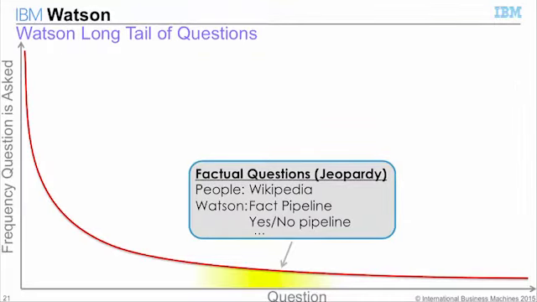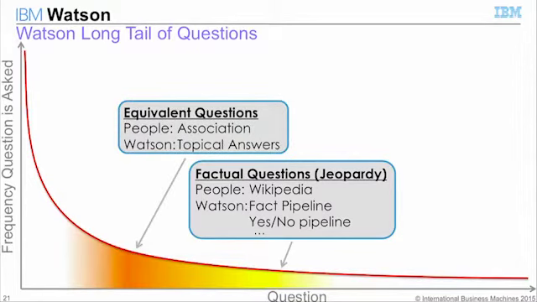So how does all this work? Okay, we talk about a long tail of questions. We began with this thing we call the factoid pipeline, which really answers questions with 1, 2, or 3 word type answers. Who, when, where, not why, not how. And over time, we've been adding new pipelines so Watson understands other kinds of questions. Things about equivalent questions. Oh, I've heard that question before. I know the answer to it. We call them topical answers.